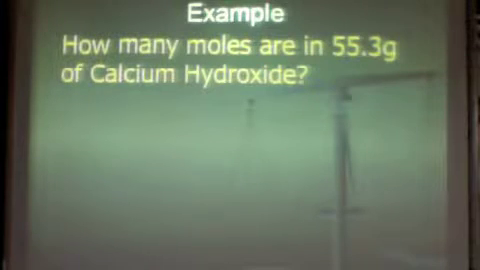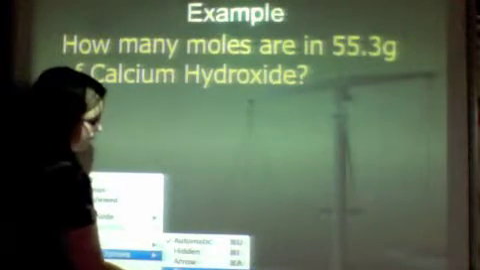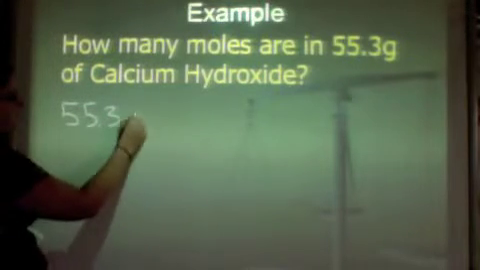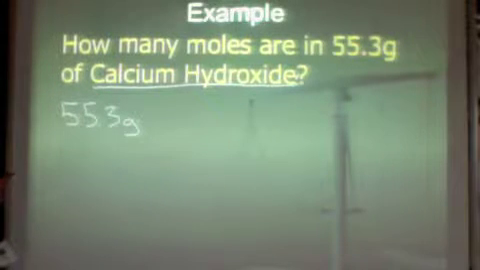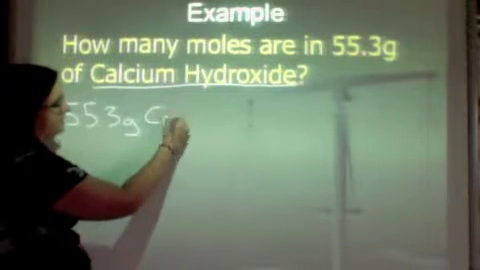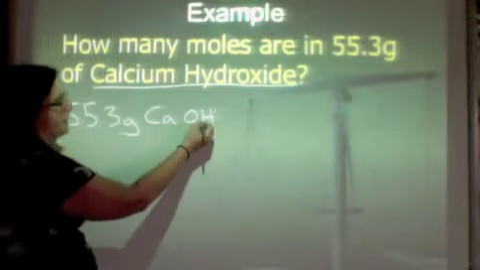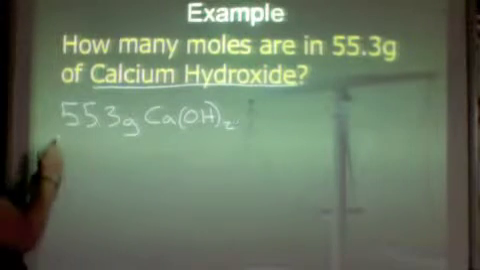How many moles are in 55.3 grams of calcium hydroxide? So, just like before, we're going to take our given 55.3 grams of calcium hydroxide. So we have to be able to take calcium hydroxide and write the chemical formula. That's going to be extremely important for this unit. So calcium hydroxide, when you write it, Ca OH, calcium has a charge of 2, hydroxide has a charge of 1. So you end up with Ca(OH)2.